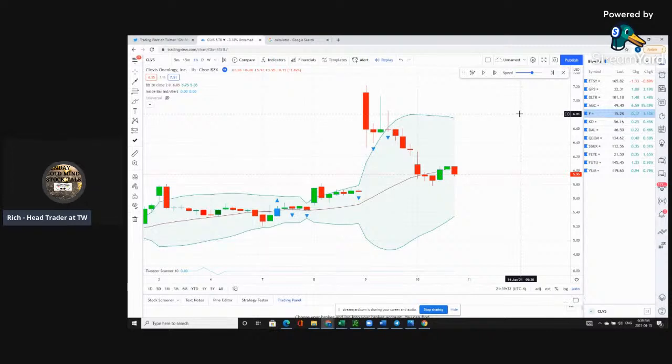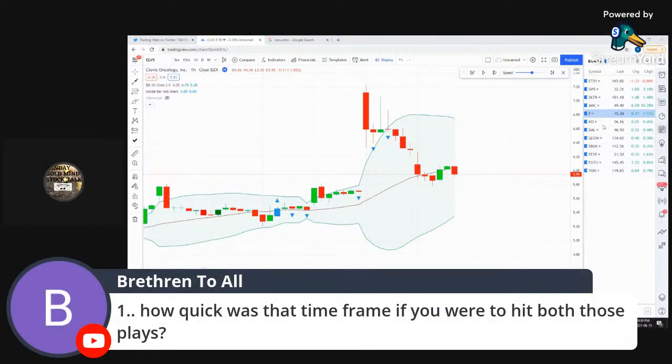All right, so we got some 1s, right? So you guys get that? How quick was that time frame if you were to hit both those? That's on the 1-hour chart. So you have a lot of time to take those trades. Each one of these candles takes 1 hour to develop.